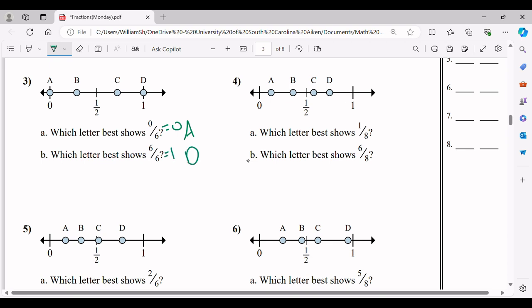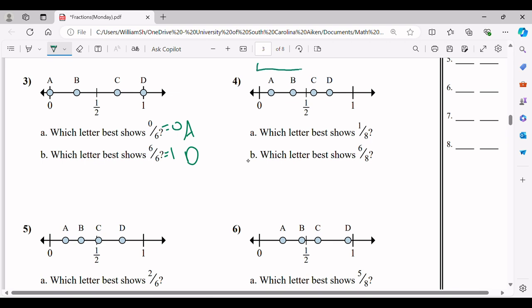And which letter best shows 6 over 6? Which we can hopefully reduce to 1. Let's see, that's D. Alright, now let's get a little harder. Which letter best shows 1/8? Okay. So if I'm looking at this, where should 1/8 be? Should it be on the right-hand side of a half or the left-hand side of a half?